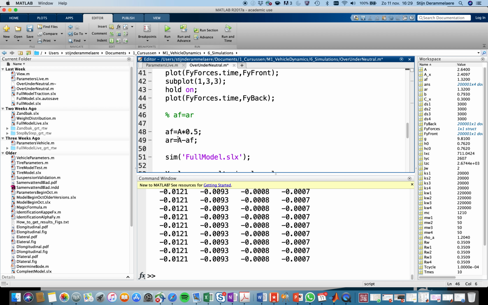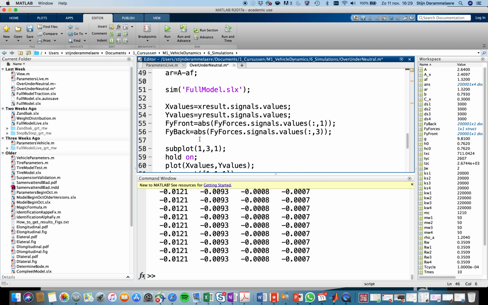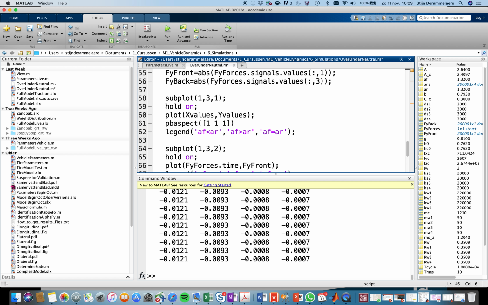Here they are perfectly equal to each other. AF and AR are both half of the total length. And then again, we have the results. We plot them with the hold on. Now we also use the aspect ratio for the x values against the y values. And we add a legend.